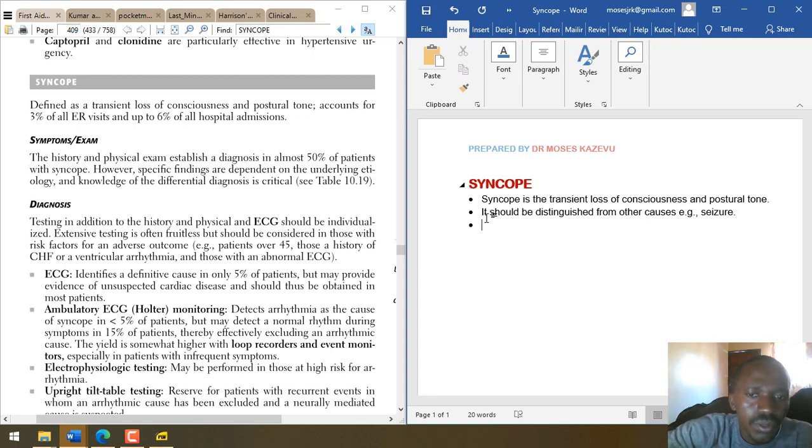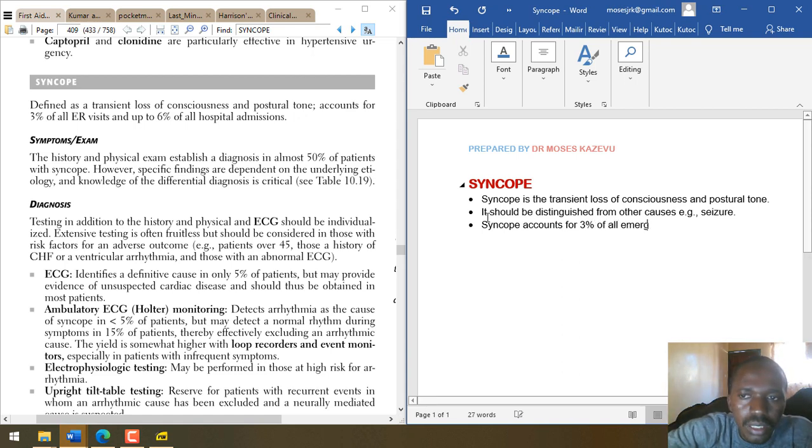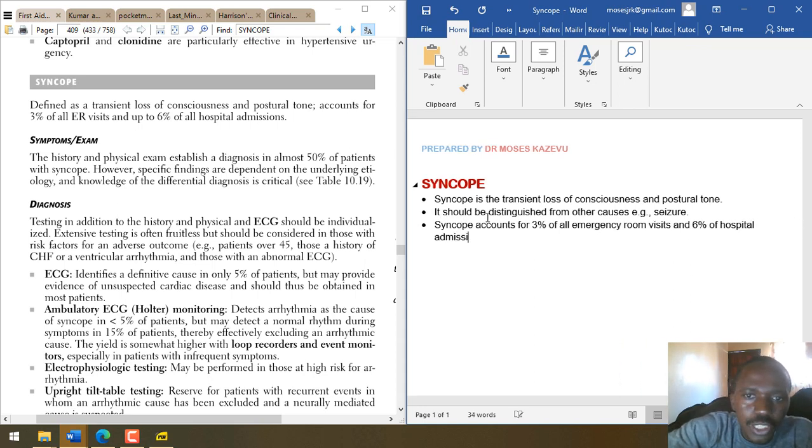Okay, so syncope accounts for 3% of all emergency room visits and 6% of hospital admissions. So that's a good definition.